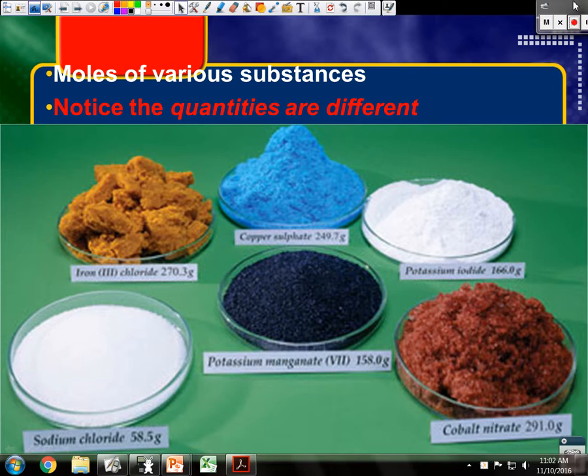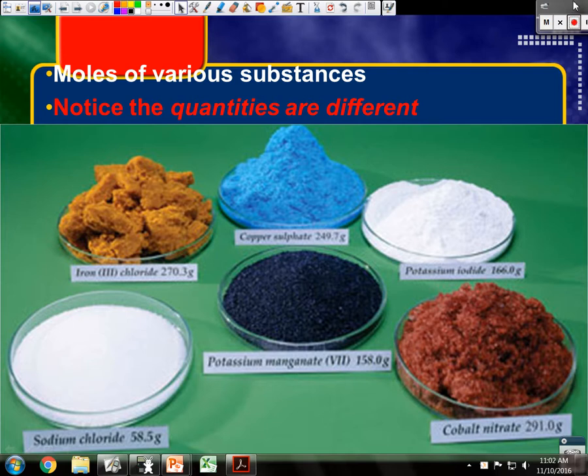Let me say that again. 1 mole of anything is different than what? Everything else. So if I can compare any of these things, they're all going to be different, even though they're 1 mole. Okay? And let me explain why that's true.